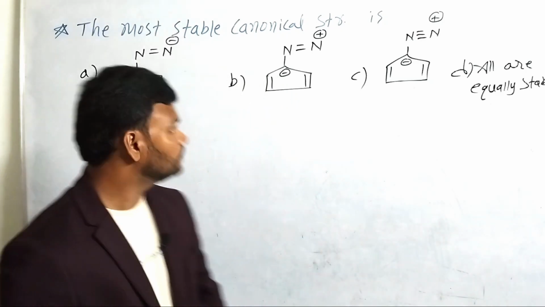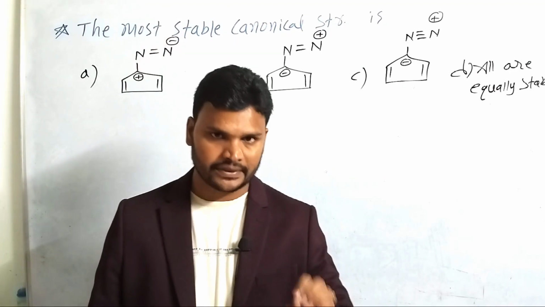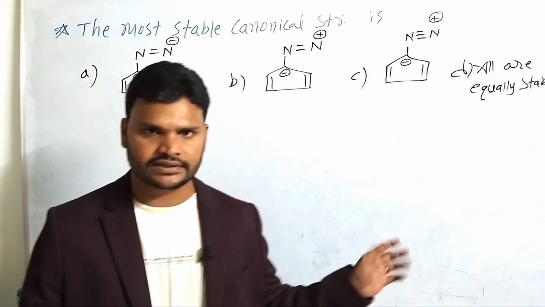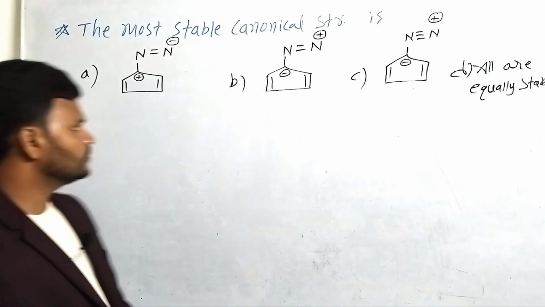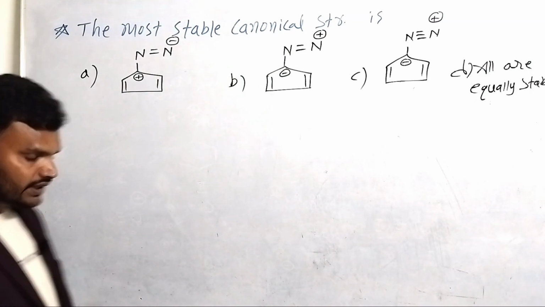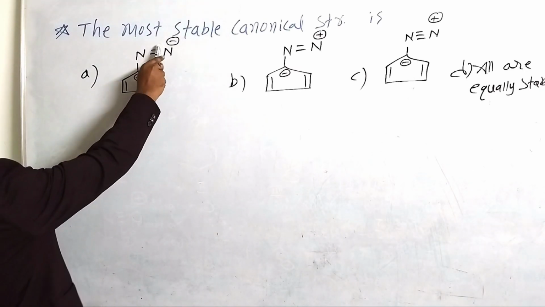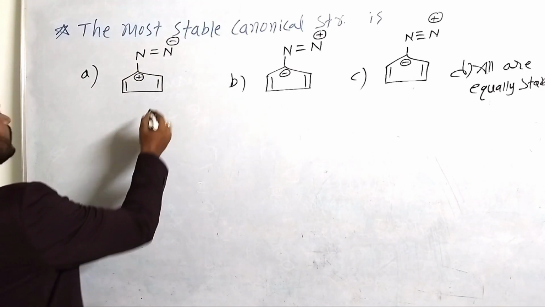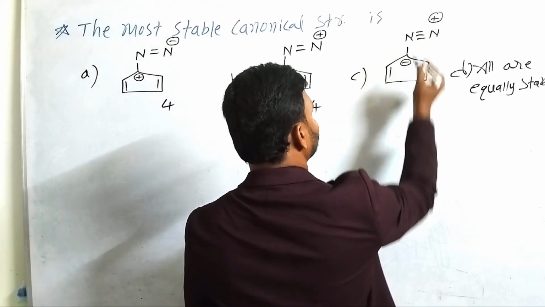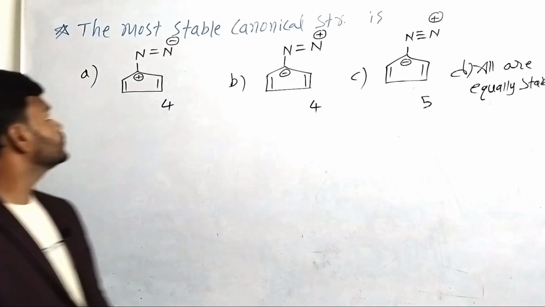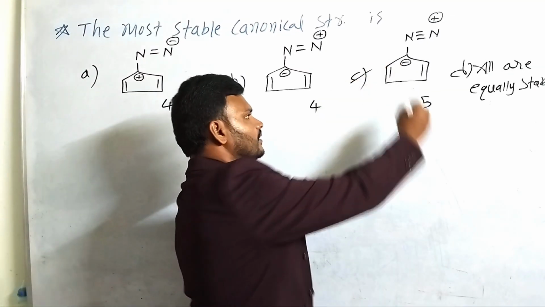Next question. The most stable canonical structure. Canonical structure and resonating structure mean the same, don't get confused. Sometimes they will ask like this, sometimes like this. Which one is the most stable resonating structure? Clear? So you have to apply the rules. What was the first rule? Increase the number of covalent bonds, increase the stability. So here how many covalent bonds are there? 1, 2, 3, 4. 4 covalent bonds. Here, same logic, 1, 2, 3, 4, 5. 5 covalent bonds. So what was the question? The most stable resonating structure. So the answer is C according to rule number 1.